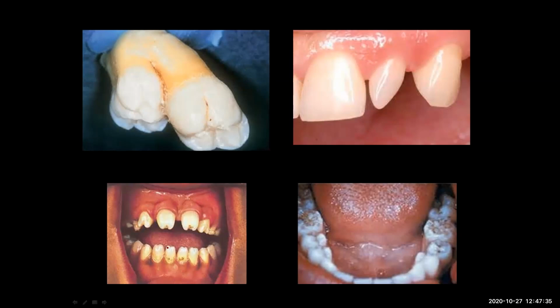The bottom is, these are the Hutchinson's incisors or notched incisors and mulberry molars. This is trivia. Do you remember what that's associated with? It's associated with syphilis, congenital syphilis.